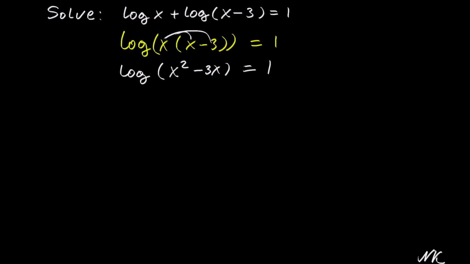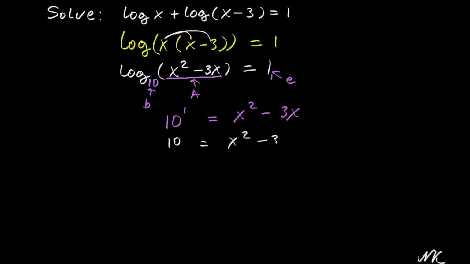On this step, we can rewrite this in exponential form. We have log of x squared minus 3x is equal to 1. Log is of the base 10, so the base is 10. The argument is x squared minus 3x, and the exponent is 1. So we get base 10, exponent 1, and it's equal to x squared minus 3x. So we get 10 is equal to x squared minus 3x.